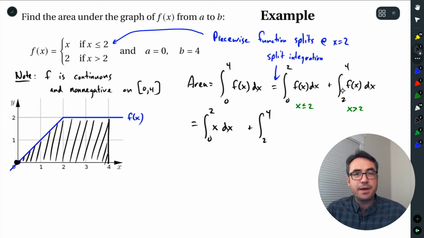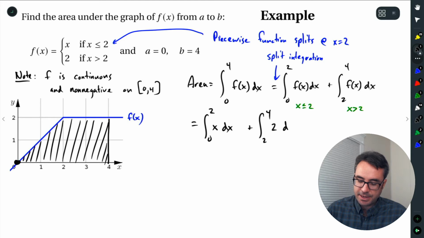And so if our input values are from 2 to 4, that means we're dealing with inputs that are greater than 2. So what happens when x is greater than 2? Well, we just have a constant function. So we're going to integrate just the constant function 2.